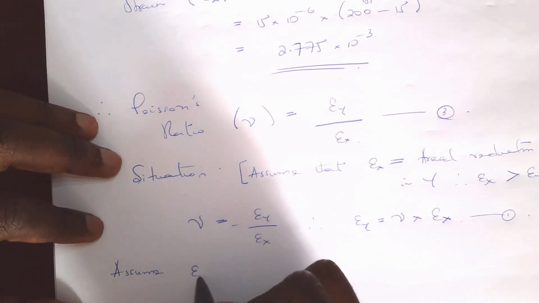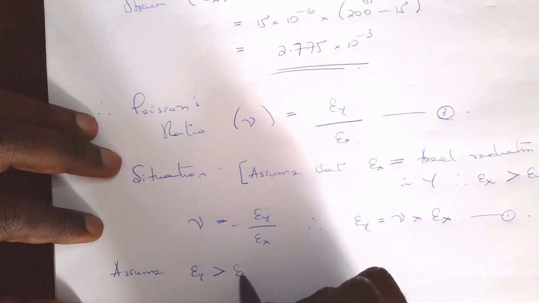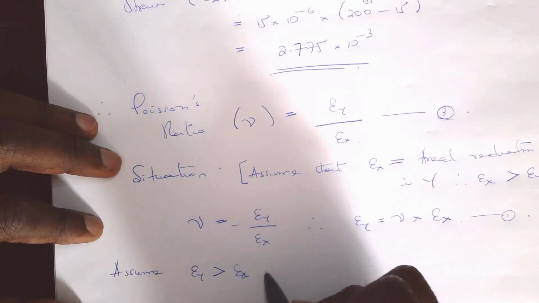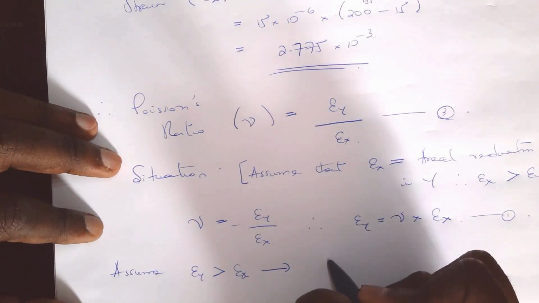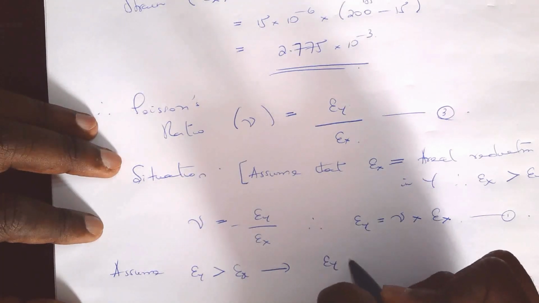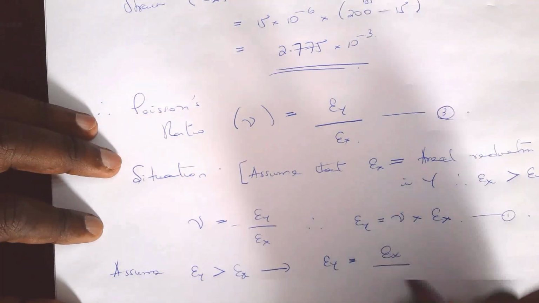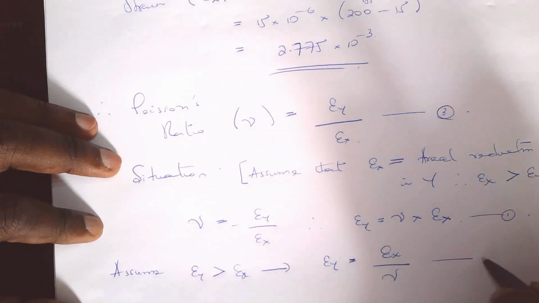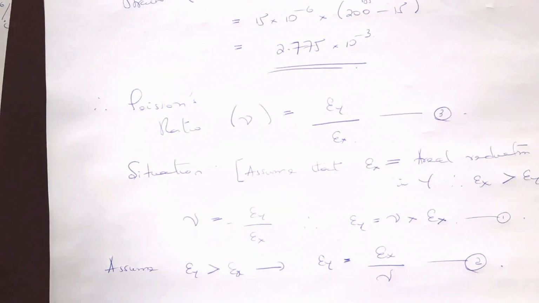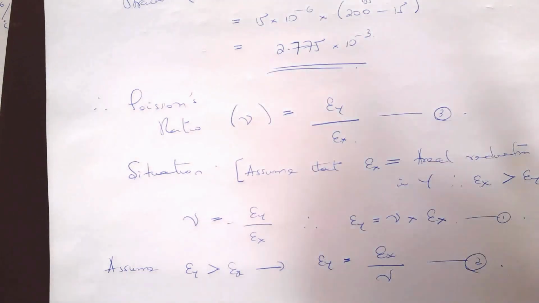So assume that the constriction is going to cause epsilon y to be greater than epsilon x. Then we're going to have a situation whereby epsilon y is going to be equal to epsilon x divided by mu. So this defines the extreme situation with respect to expansion of the diameter of the pipe due to constriction that's going to cause internal pressure. Okay, so we can make that simple assumption here.